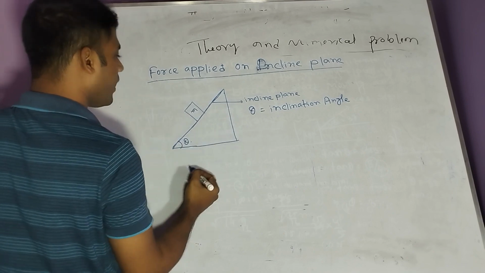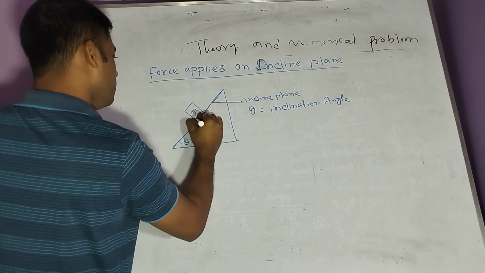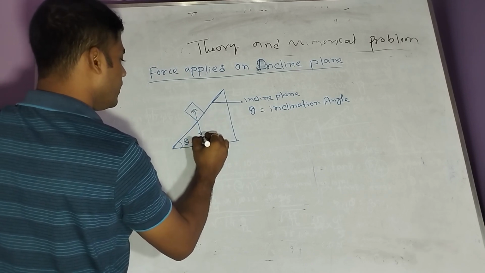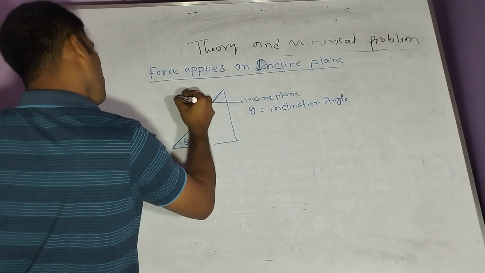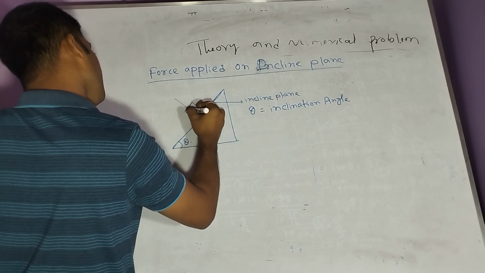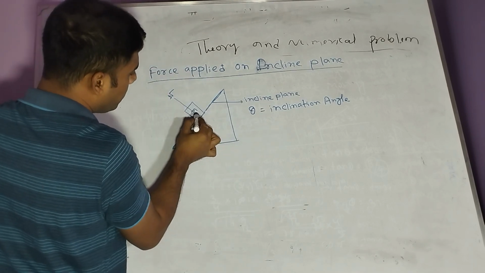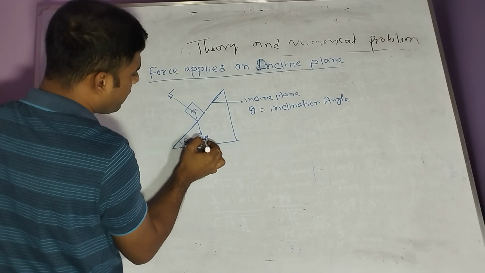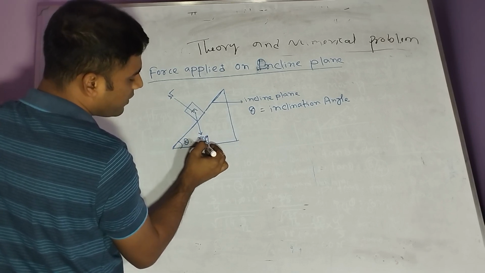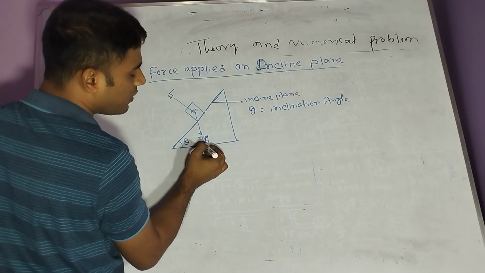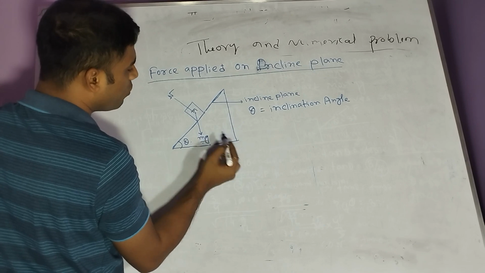Then the block diagram. First the weight of the body, mg, in this direction. Then the normal reaction on the body, this is N. Then the two components of mg. Mg is a vector quantity, since the weight of the body is a type of force. So the force is a vector quantity, and all vector quantities have two components.